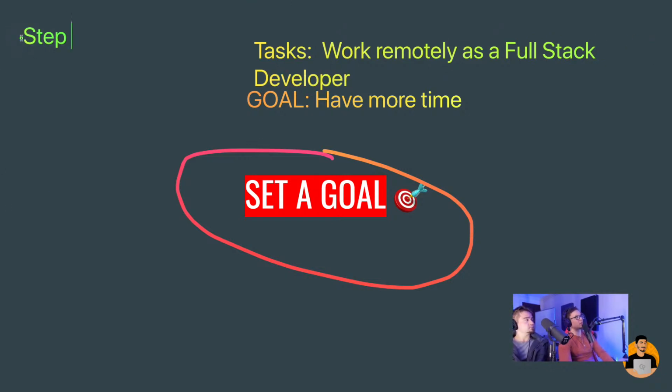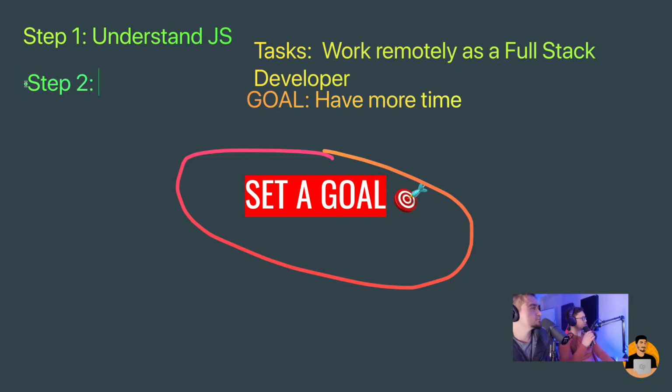Okay, so step 1, for example. What do you need to do for step 1? Think about this. Understand everything about JavaScript. Understand JS. Okay. Step 2. Let's think about this. Practice. Practice. That's huge. Right? That's the big thing, right? Practice.